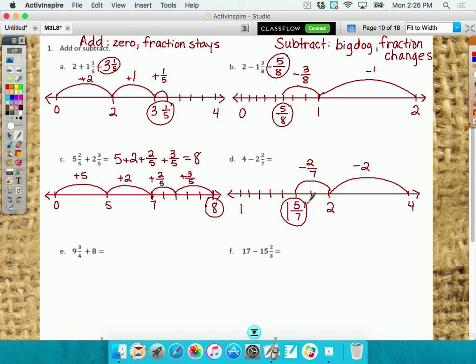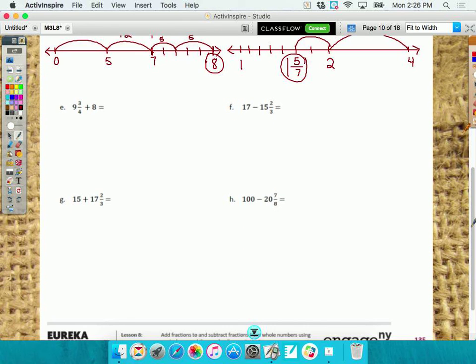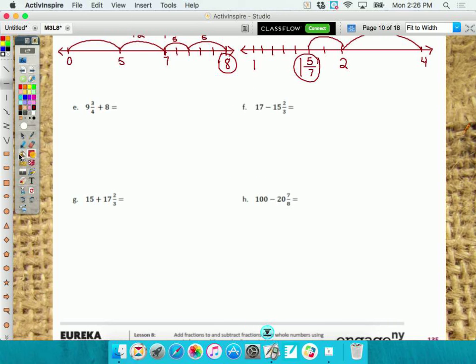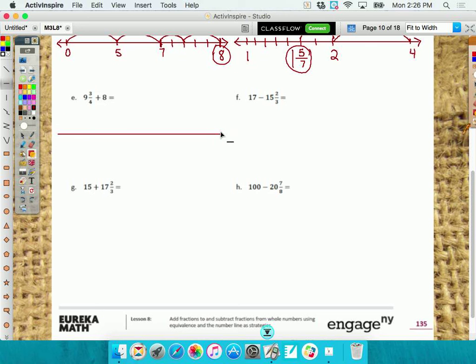I want you to rewrite your whole number, and then rewrite it again. Okay, did my fraction change? Yes. I subtracted 2 sevenths. My answer was 5 sevenths. Okay. The last ones are pretty fun because they go fast. I think we kind of know what we're doing by now.